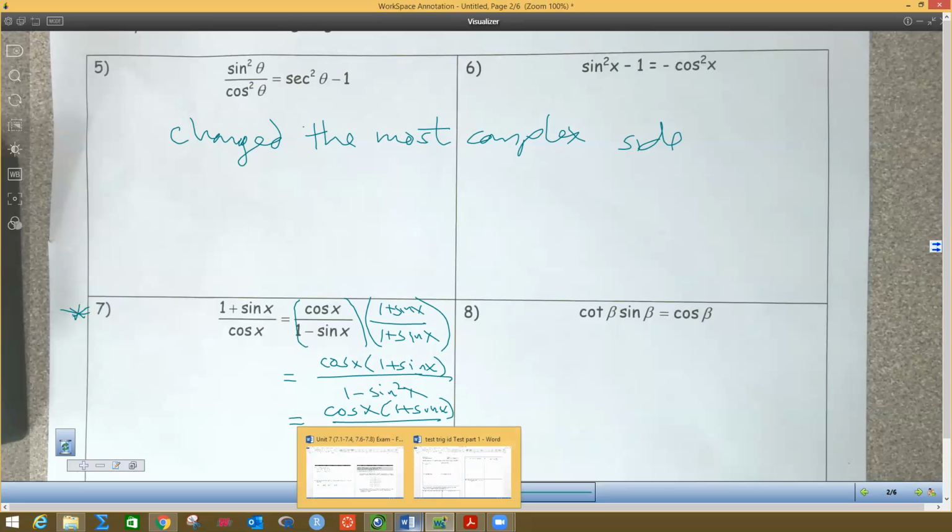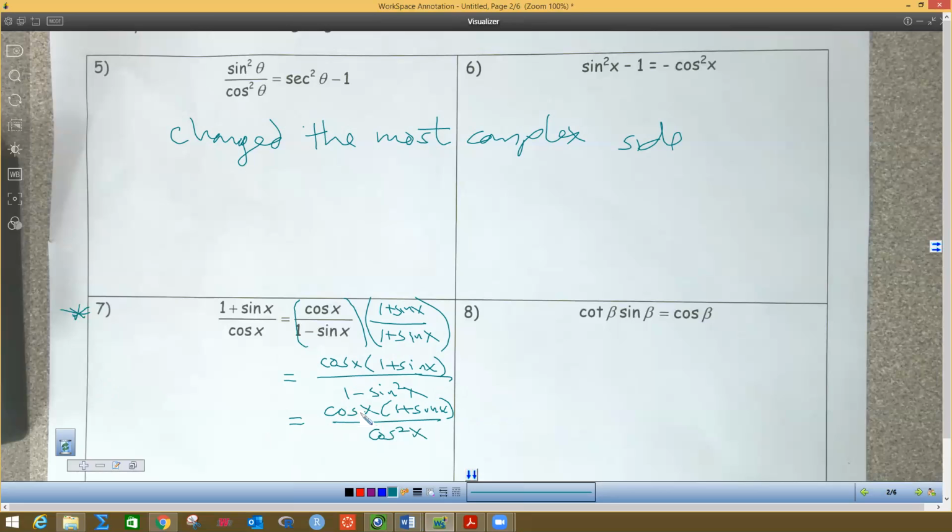And now I can reduce common factors. Does everybody see I have a cosine x in the numerator and I have 2 of them in the denominator? So I can reduce this to a 1 and that to a 1, which will give me 1 plus sine x over cosine x. What do you notice about this right side compared to this? You see how I just made it look like that? Now, is that easy? Well, no, that's crazy hard, but it looked easy, didn't it? Okay, it looked easy because I know what I'm doing.